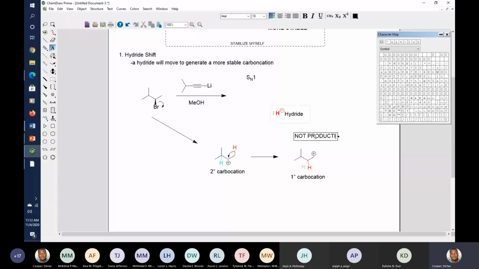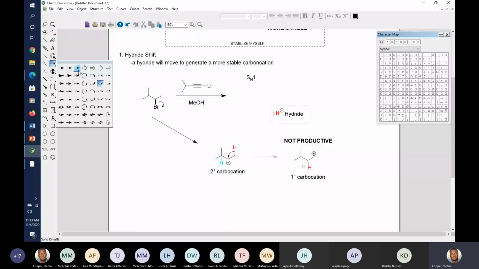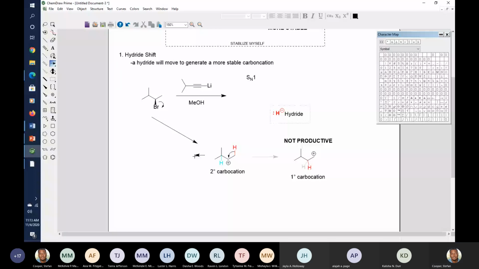Right. So that means that this does not occur. It's not favorable to go from a primary to a secondary carbon cation. I'm going to color that in gray. All right, what happens if I went for the hydrogen that's on my left-hand side? I just need a better color.